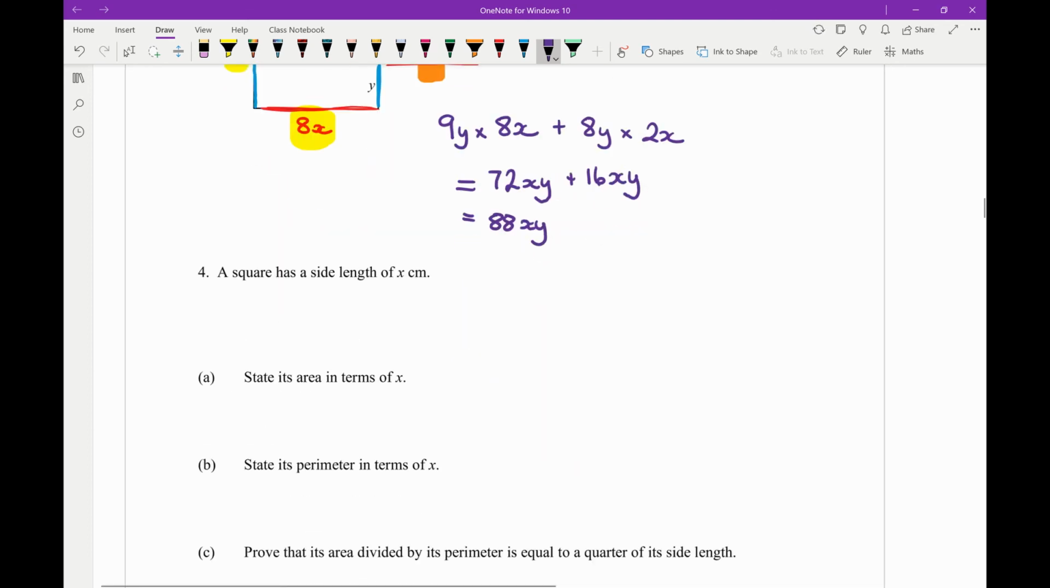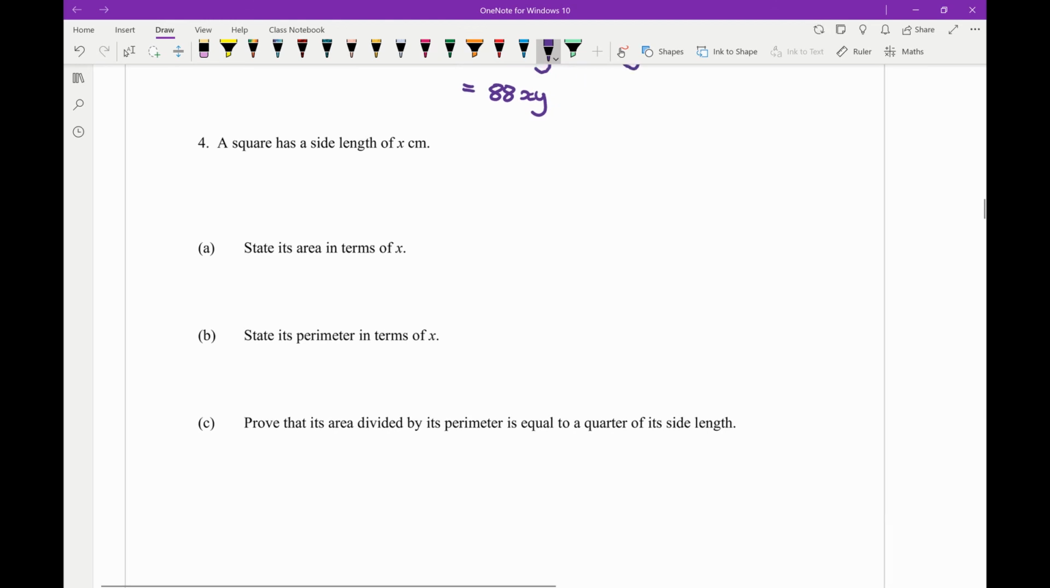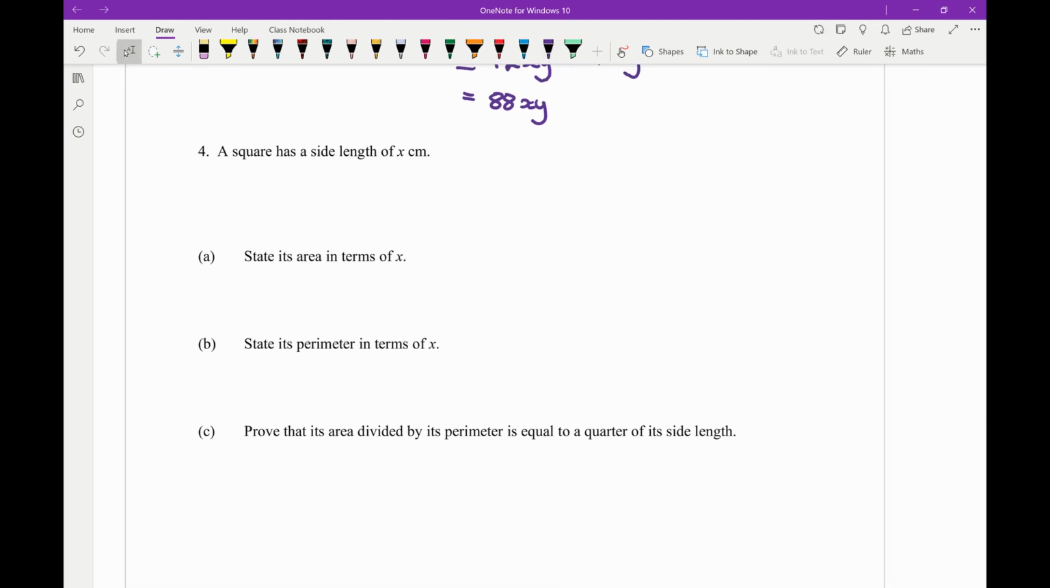Okay, question 4. Another wordy question. A square has a side length of x centimetres. I'm just going to draw a diagram in here. So here is my very roughly drawn square. I'm going to put little marks on here to show that those sides are the same. And all those sides are x long. Alright, state its area in terms of x.